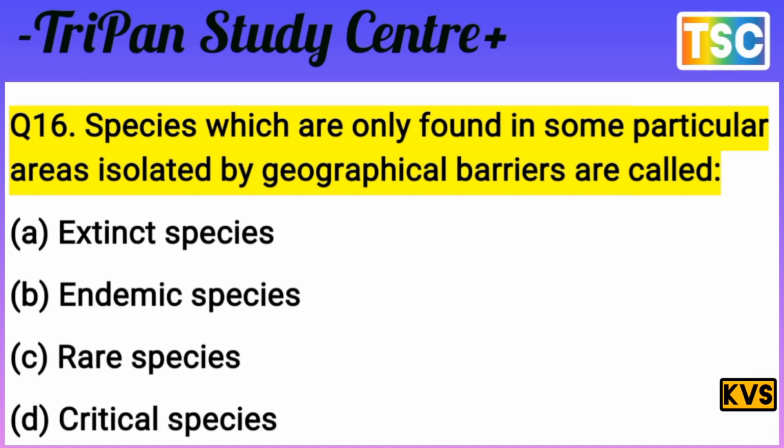Let's see what is the answer for this question here. The question, you understand: species which are only found in some particular area isolated by a geographical barrier are called. The question is clear here. The answer is not extinct species, rare species or critical species, there's nothing there. But the answer is B, endemic species. Species isolated by a geographical barrier are called endemic species. Let's see the next question here.